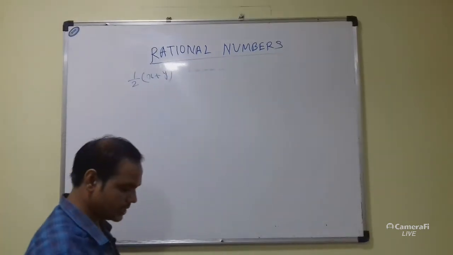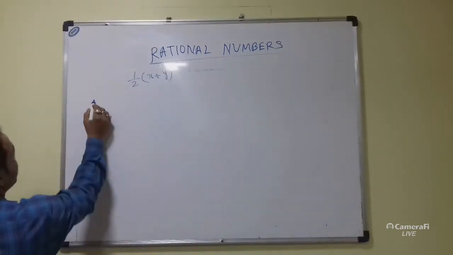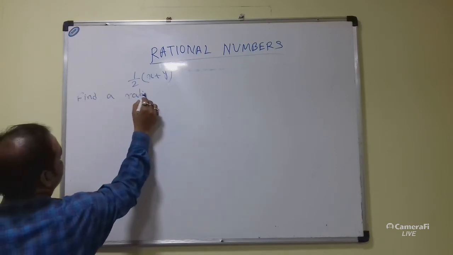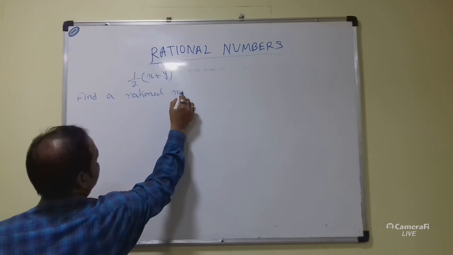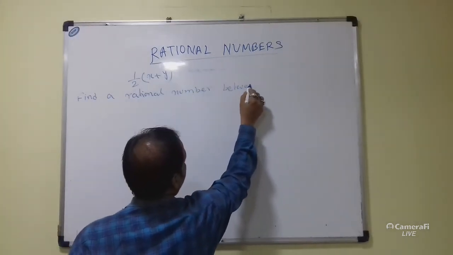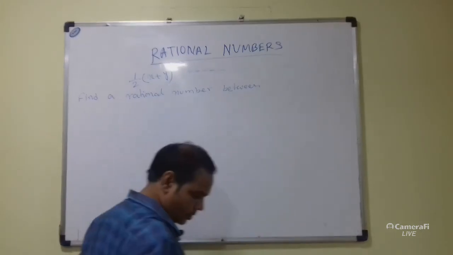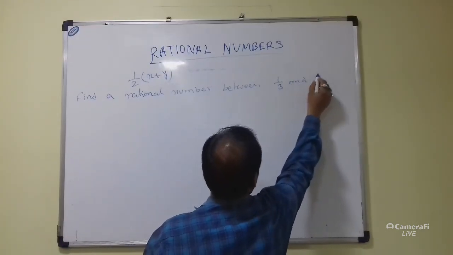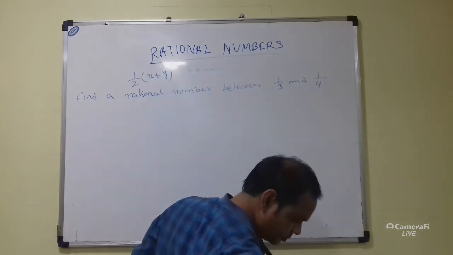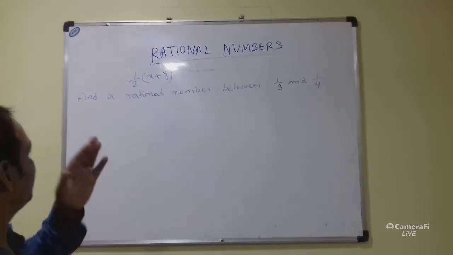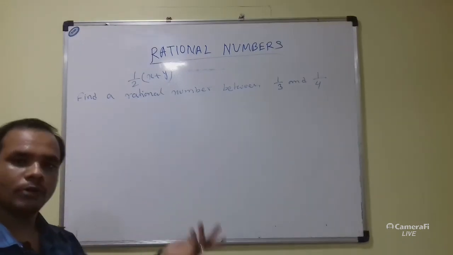I am going to show you one example: find a rational number between 1 by 3 and 1 by 4. Find a rational number between 1 by 3 and 1 by 4.